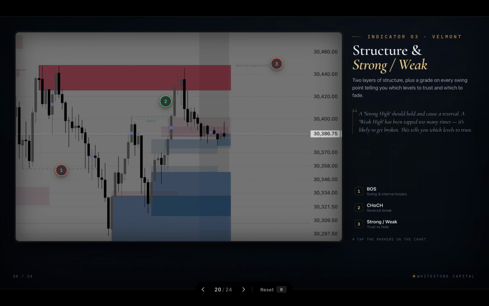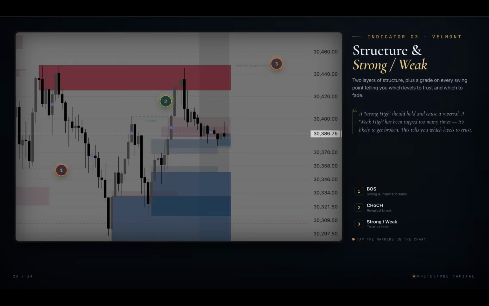Velmont shows 2 layers of structure. The solid lines are swing structure and big important breaks. The dashed lines are internal structure, the smaller moves inside. Both are labeled BOS or CHOCH, just like before. And these tags, strong high, weak low, and so on, grade the swing points.